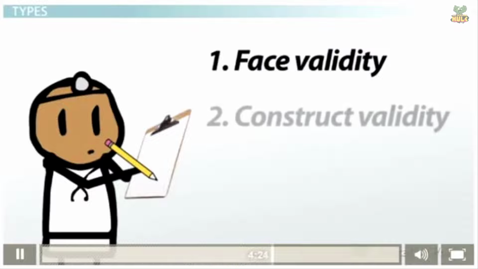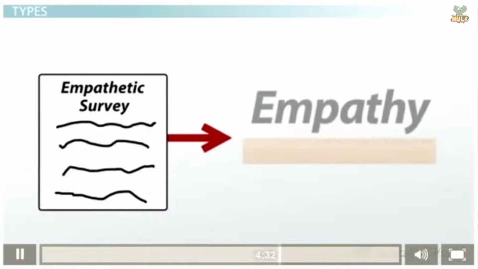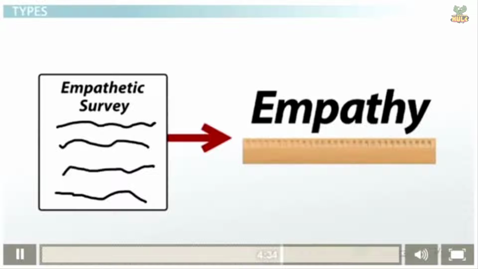Number 2, construct validity is the extent to which a tool measures a construct. For example, if our survey actually measured empathy, it would have a high construct validity because it is actually measuring the construct of empathy.